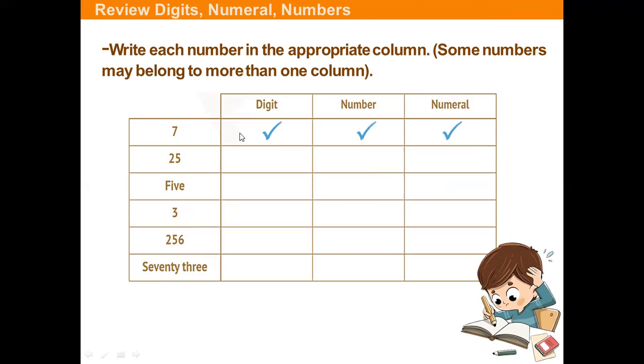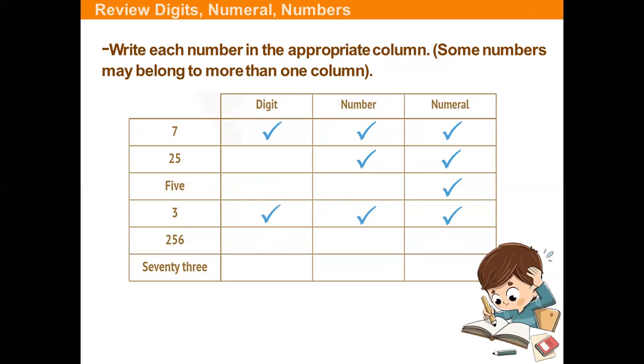Okay, what about the 25? It consists of 2 digits, so it will be a number. Very good. What about the numeral? It's also a numeral. What about the 5 in letters? We say that it's a numeral only because it's in letters. Very good. What about the 3? It's a digit and a numeral and a number.